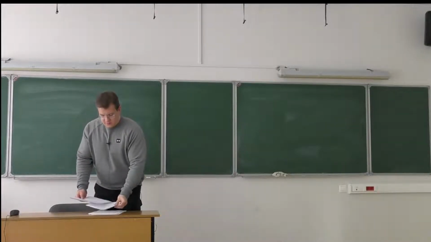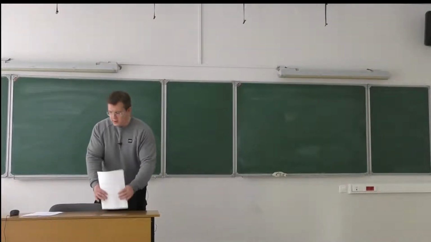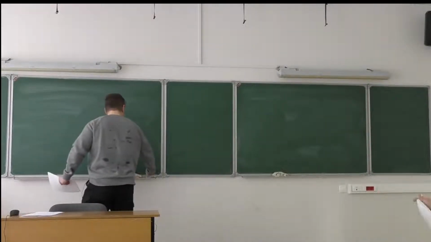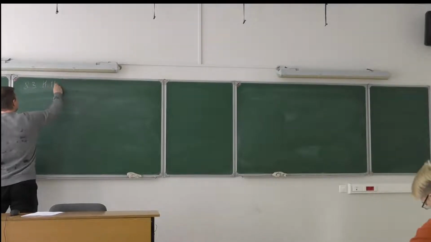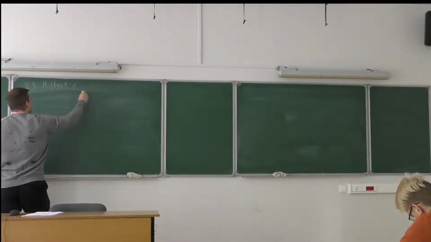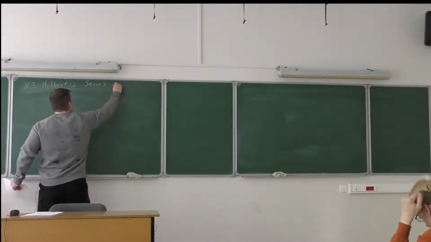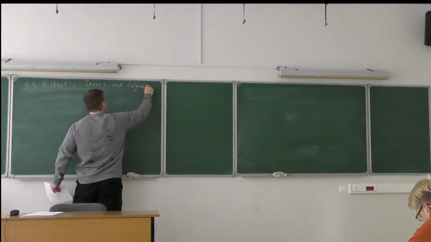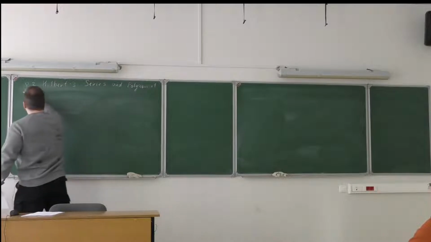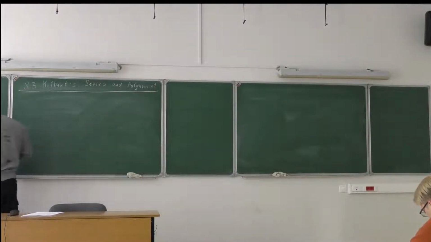Okay, there is one little section that we need to finish in the chapter about graded and filtered modules. So if I remember correctly, this is section 8.3. So this is Hilbert's series and polynomial. So this will be especially important in the next chapter about dimension theory.